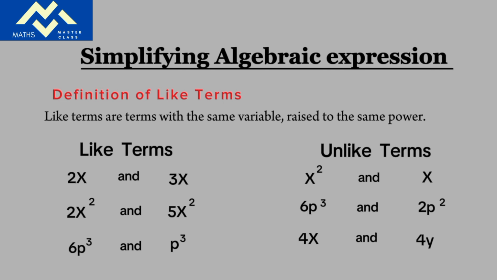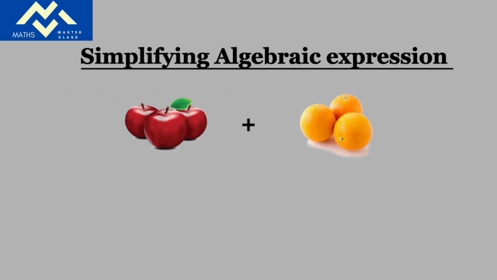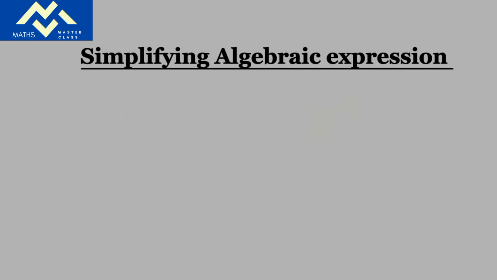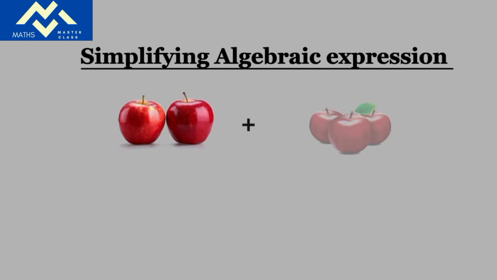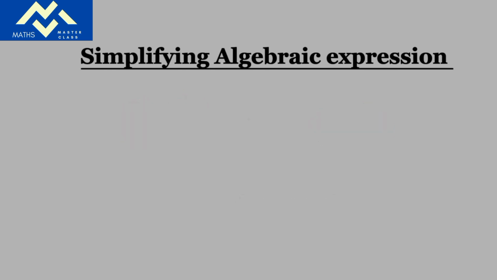We can only add or subtract like terms. We cannot add or subtract unlike terms. Think of it this way, adding unlike terms is like trying to add oranges and apples, you can't combine them into one because they're not the same thing. But 2 apples plus 3 apples gives you 5 apples. That's exactly how like terms work.